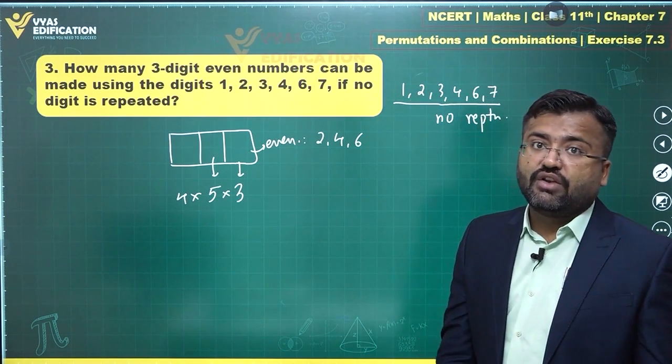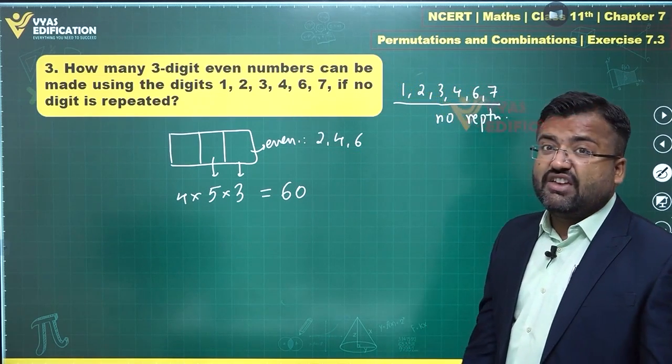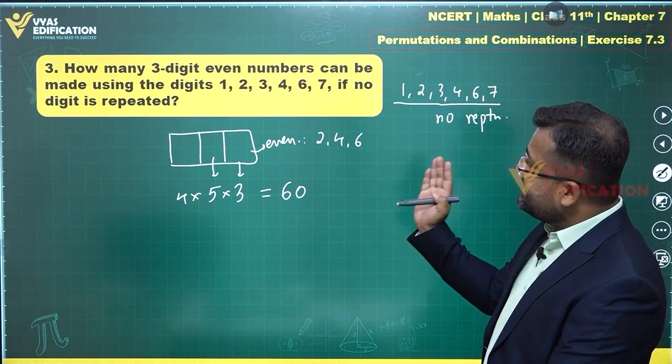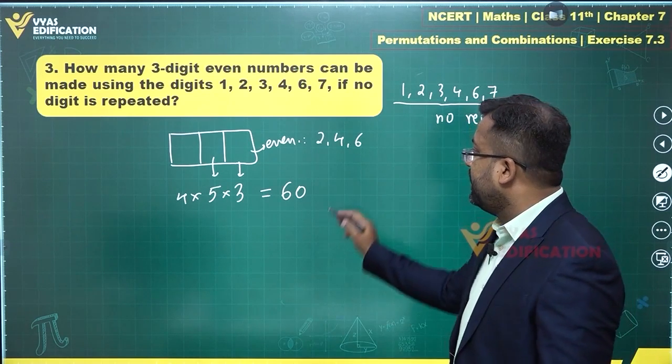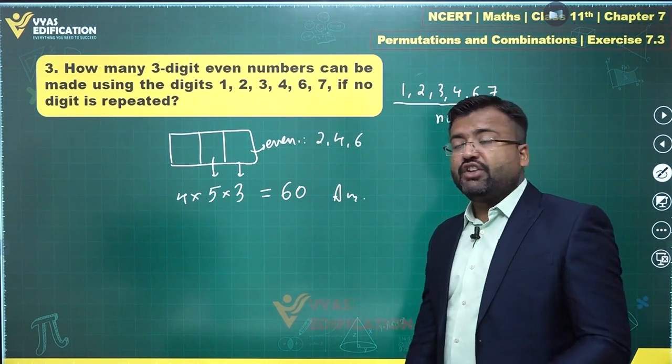And this is what we are looking forward to. What is this? This is 60. 60 possible 3-digit even numbers can be formed using these digits, if no digit is repeated. That's my answer for this question over here. Third question. Let's move on to the next one.